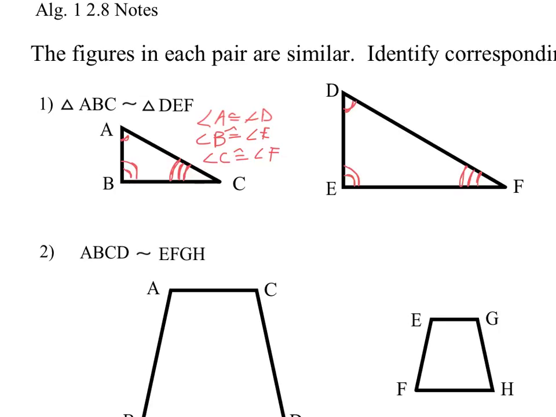The other thing that we know, since these two triangles are similar, is that the ratio of line AB over line DE is equal to the ratio of line BC over EF. And that ratio is also the same for line AC over line DF.